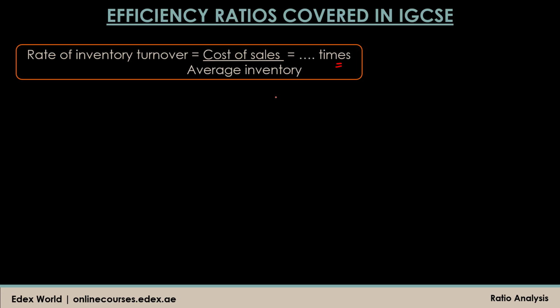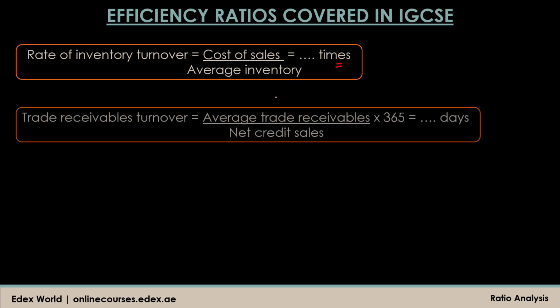So the higher the ratio, the better it is, because then it means that the business is buying and selling its inventory faster. It is rotating its inventory faster, and when you rotate your inventory faster, there are fewer chances of obsolete inventory, and also the storage cost reduces.